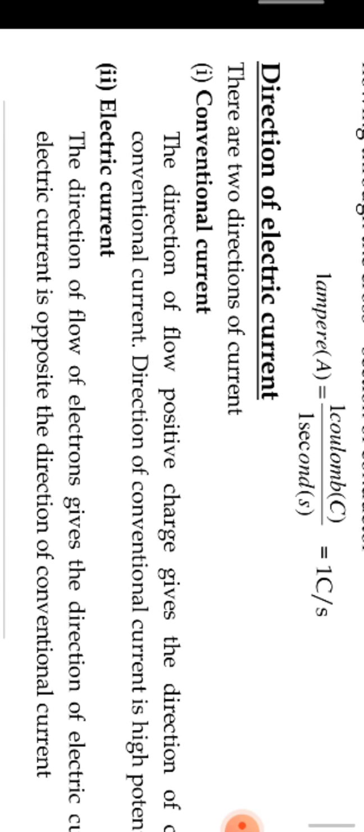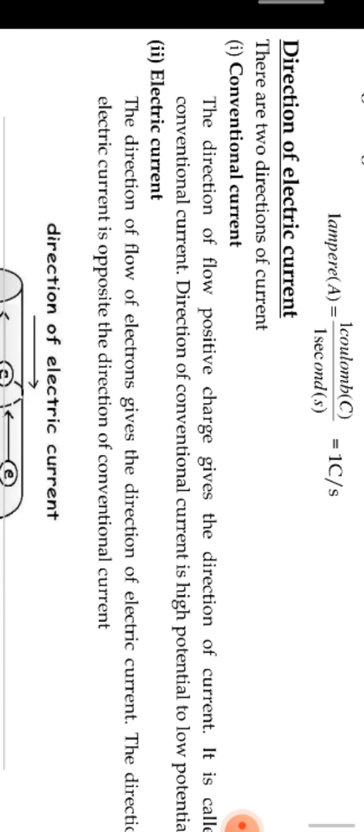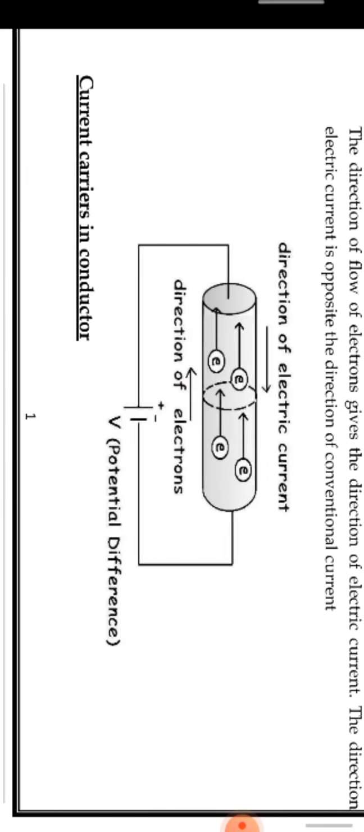Thereafter, the direction of electric current. Depending upon the situation, we study electric current in two cases. One is conventional current, the other is electronic current. Conventional current exists due to the direction of flow of positive charge. Whatever current we get due to the flow of positive charge is said to be conventional current. The direction of conventional current is considered from higher potential to lower potential.